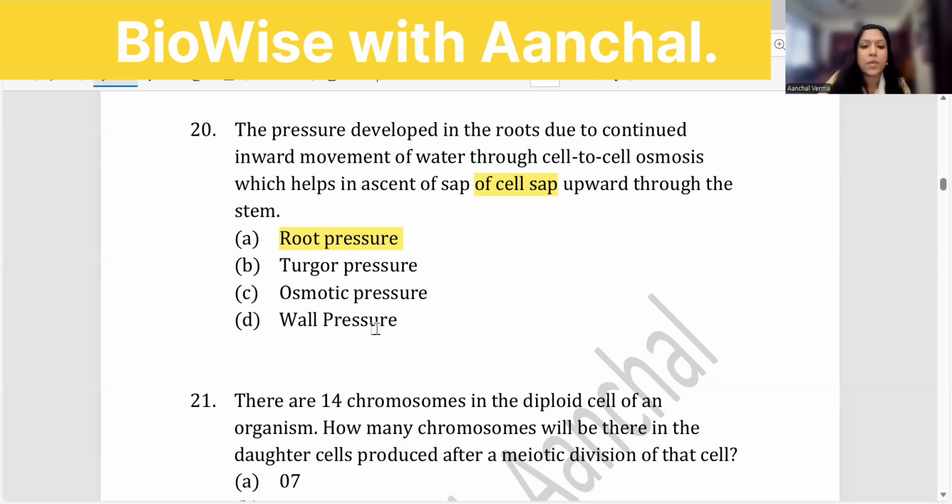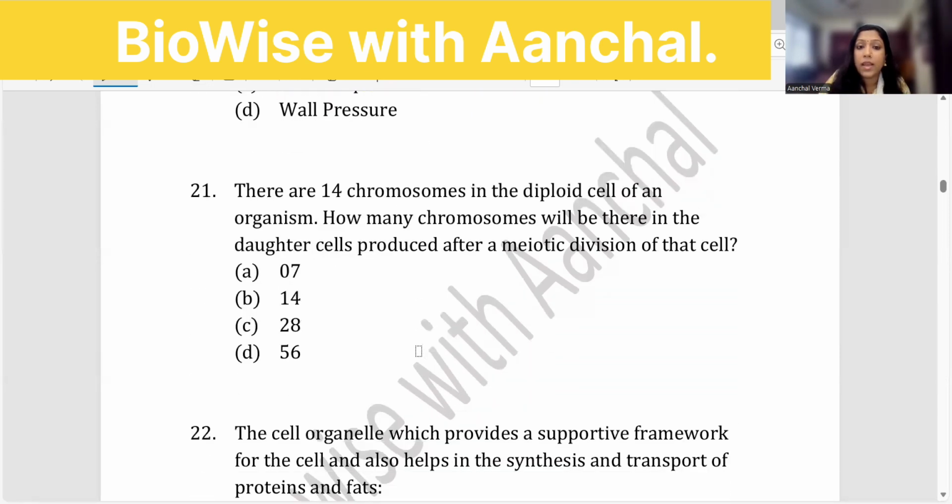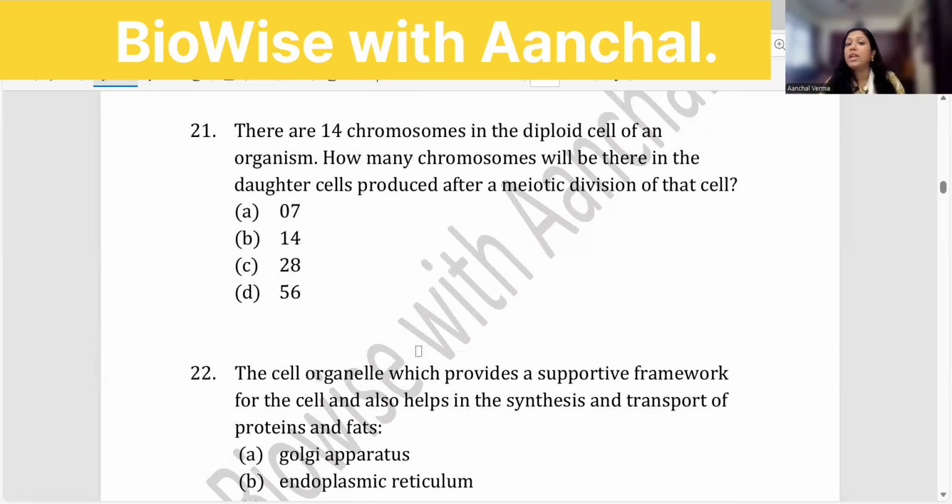Fine. Next question. There are 14 chromosomes in a diploid cell. Like how you have 46 chromosomes, it is talking about a cell which has got 14 chromosomes. How many chromosomes will be there in the daughter cell produced after meiosis? Meiosis means reduction division. So after meiosis, the number of chromosomes will be halved. So it becomes 7. Understood?